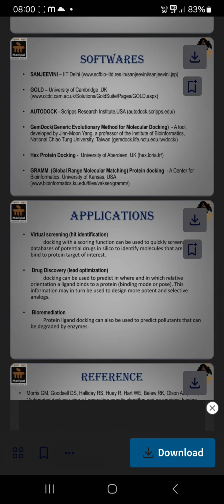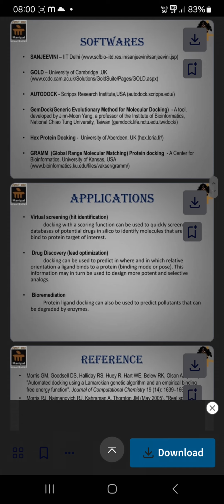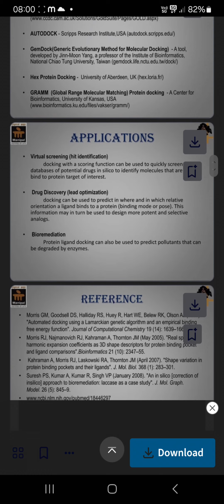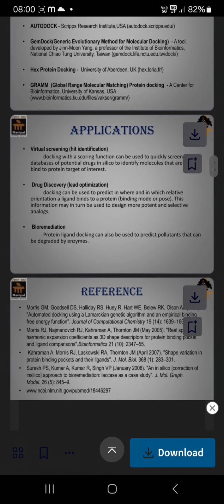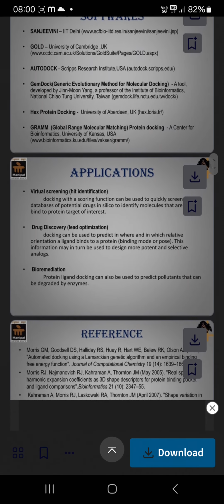Now, bioremediation. Protein-ligand docking can also be used to predict pollutants that can be degraded by enzymes. Now, these are the references from which I have taken this PPT. So this is only for educational purposes.